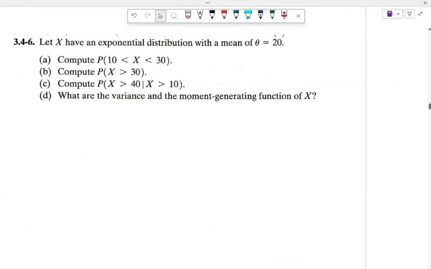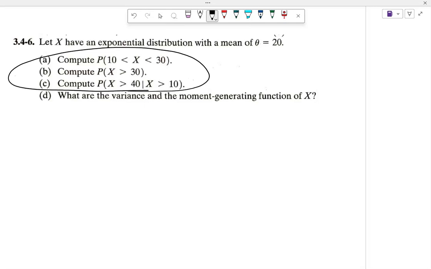All right. So going back now to this problem that we were asked about, we have an exponential distribution with a mean of 20. So the theta is 20. That's why it's telling us the mean is 20. I want to talk about these three parts to start with, but not worrying about doing them as integrals. Do them in terms of the distribution function. Okay?